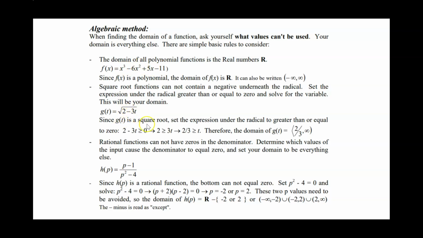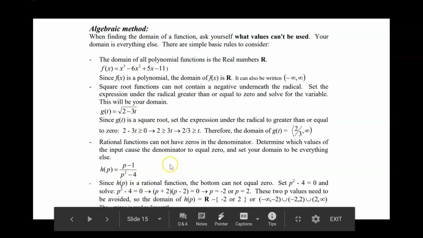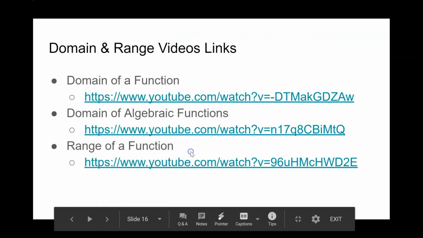Here we have the square root, so we know we have to set it greater than or equal to 0. And then here we just set the bottom part equal to 0 to figure out what the domain is.